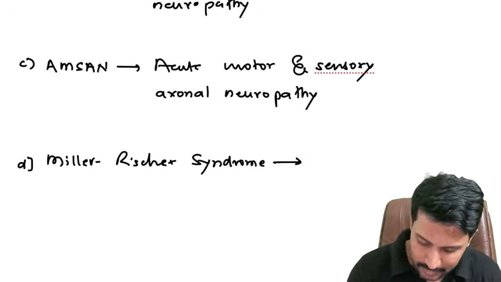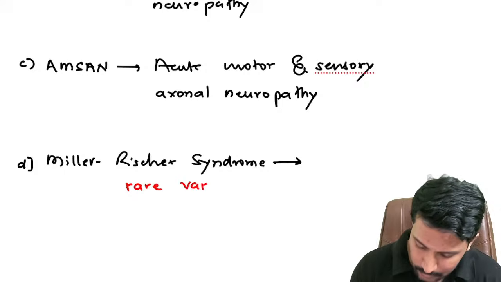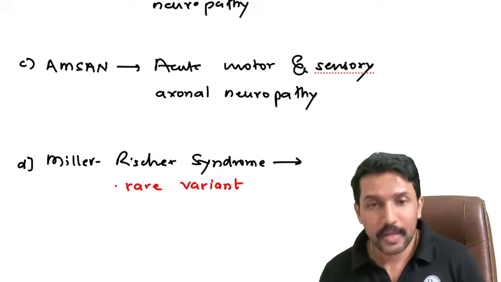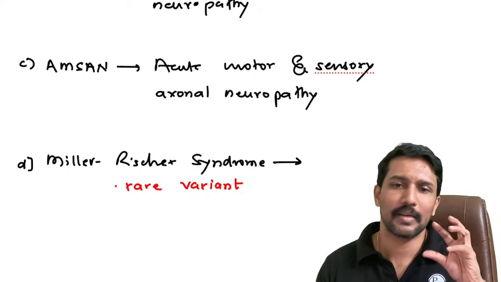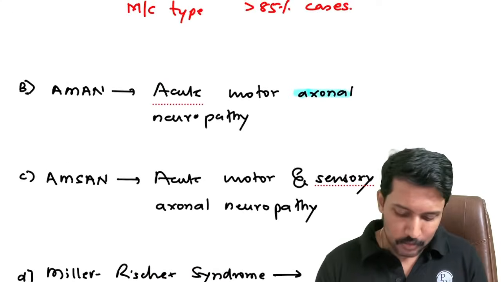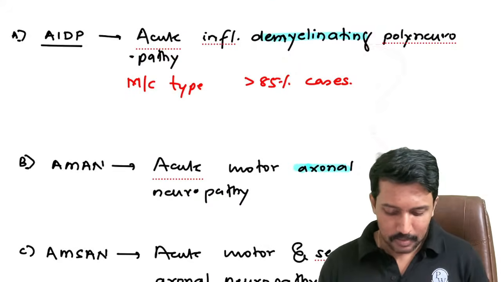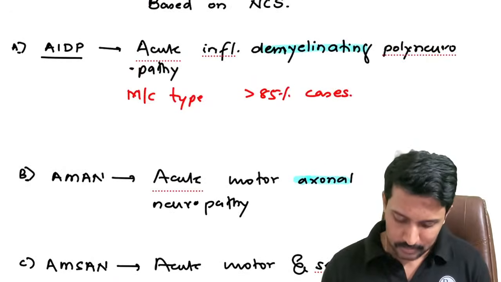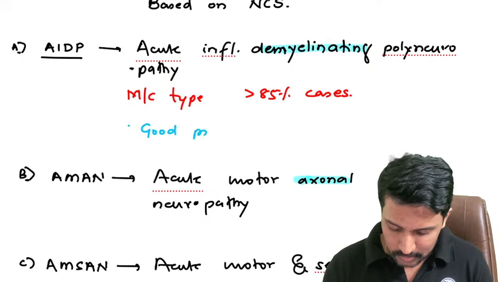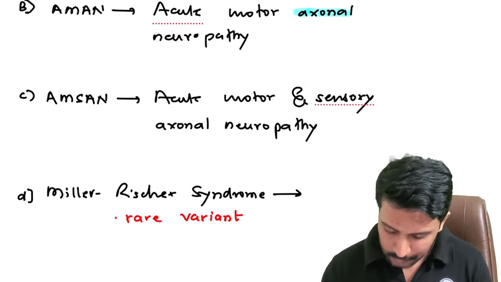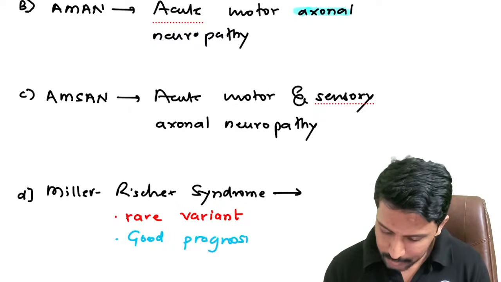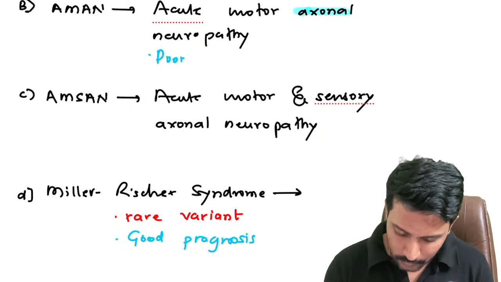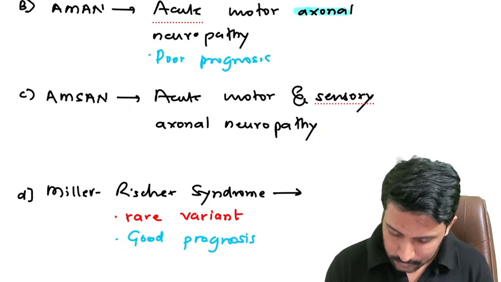It is a rare variant and it is way different from your other GB syndrome cases. I would be happy to get a Miller-Fisher syndrome patient rather than an AMAN or AMSAN patient. Why? First of all, among all these cases, AIDP and Miller-Fisher carry good prognosis, but AMAN and AMSAN carry poor prognosis. Can anybody tell me what could be the reason why they have poor prognosis?